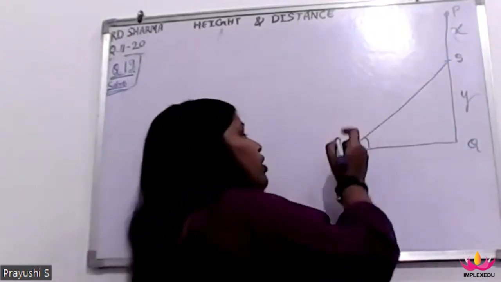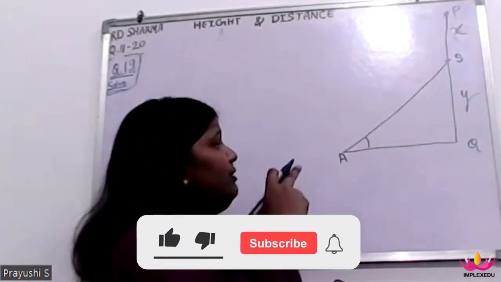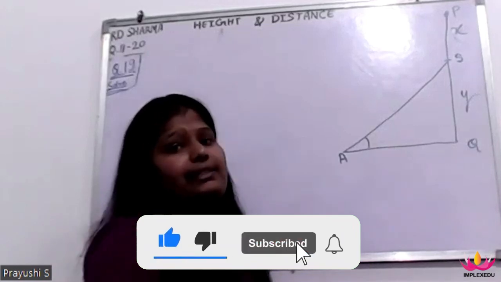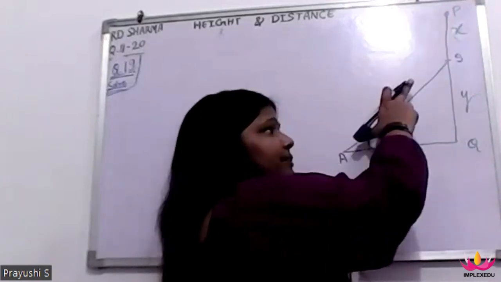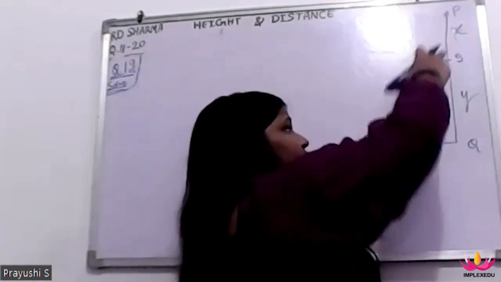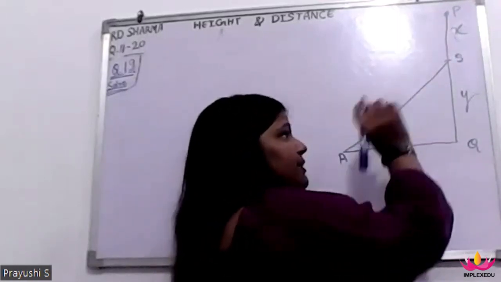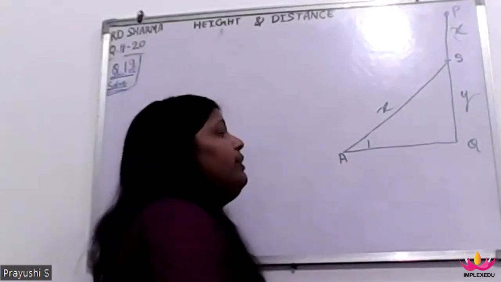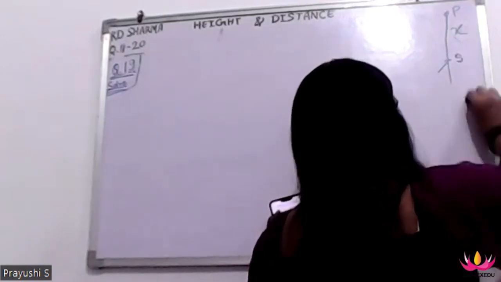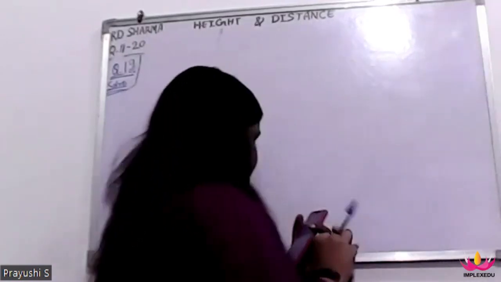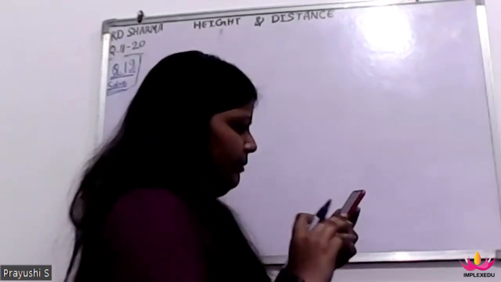Now tell me, what will be the distance of A and S? If this part is broken and shifted to here, the distance between this and this will be the same. So it will also be X. Correct? This much is enough. Okay, now let's get back to the question. So now the question states that from a point P, wait for a minute.